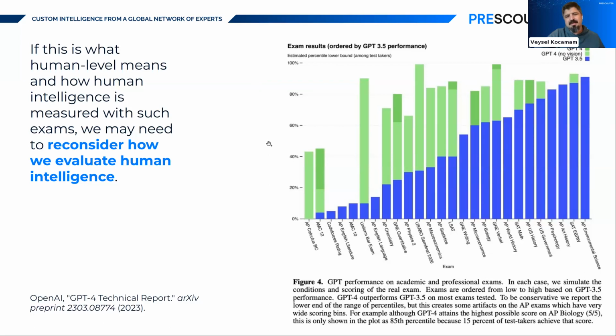This makes me think that maybe we need to reconsider how we evaluate human intelligence, because when they claim this, they compare it with human intelligence, but I don't think this is how human intelligence is evaluated. But still, they need to evaluate against something, and this is doing amazing work actually.